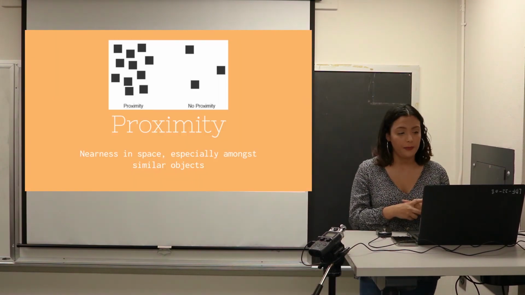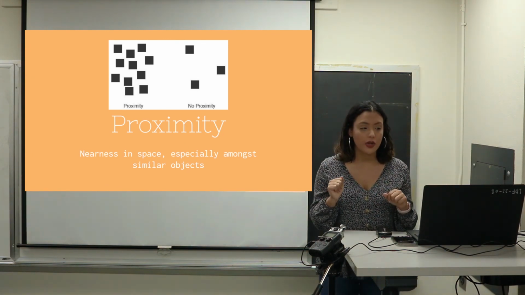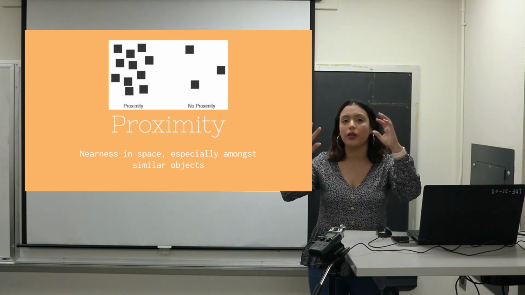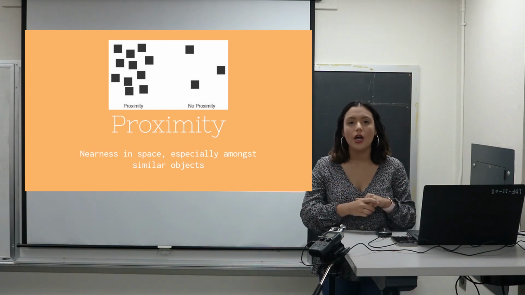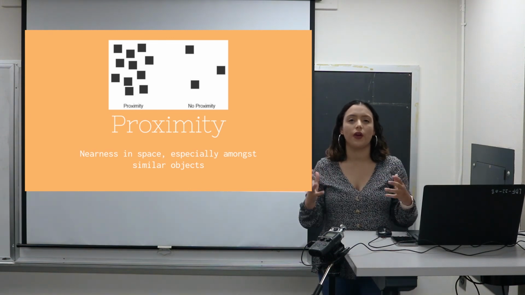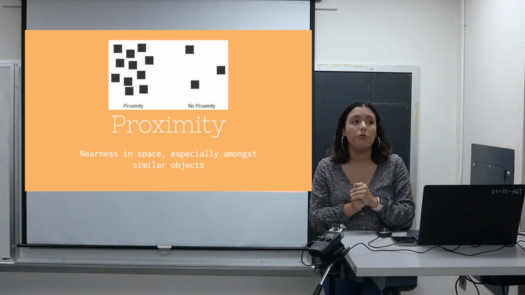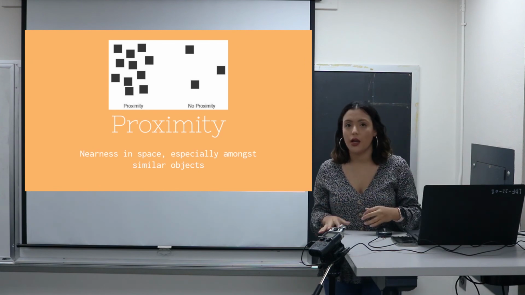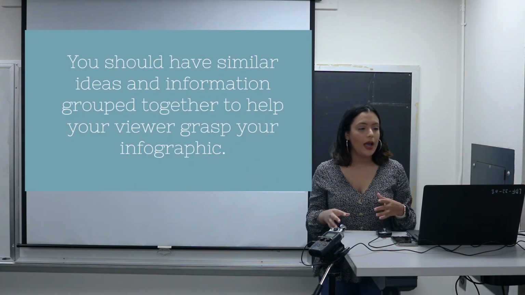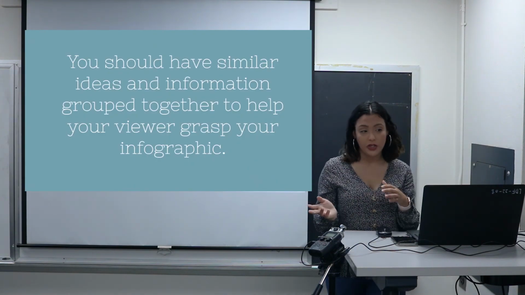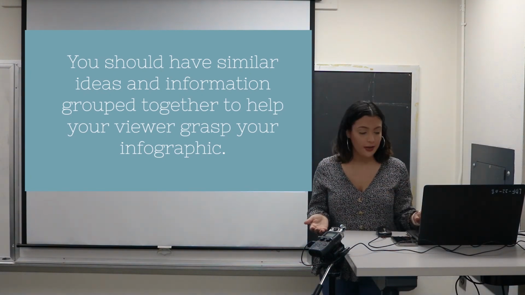Let's start with proximity. That is how near in space they are, specifically among similar objects. You should not be putting things that are similar really far away. By this, I mean, if you're comparing the tuition costs among your 3 colleges, you should not put one in each different corner. They should all have a space together where it's easy to read. They might be next to each other, or one on top of each other. You get to choose that, but they should be near each other. Again, you should have similar ideas and information grouped together to help your viewer understand the information.